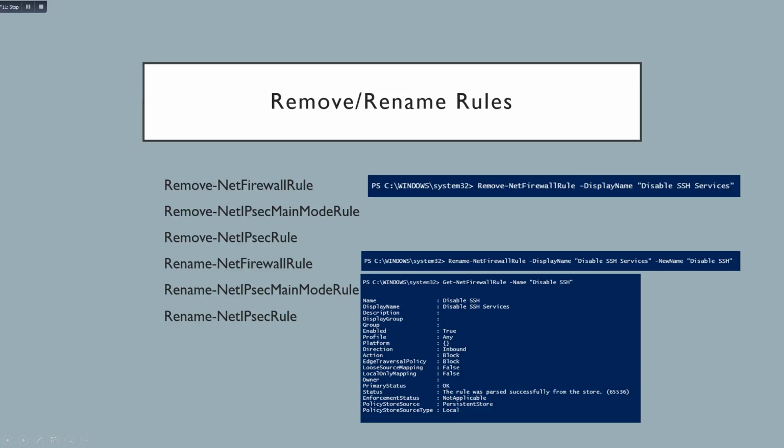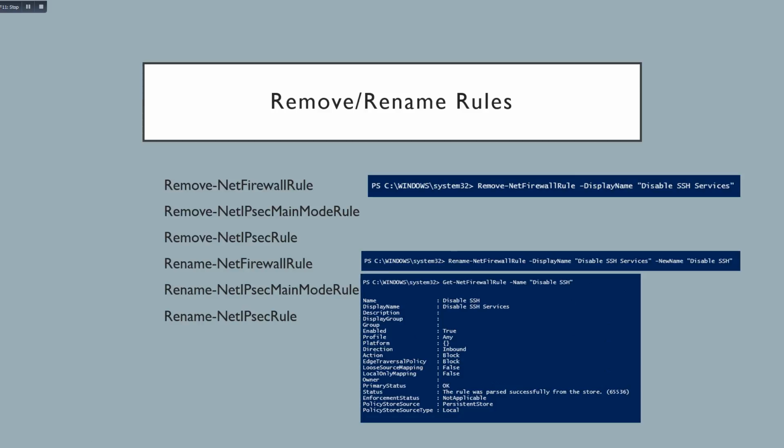And we can also go ahead and remove that firewall rule. We can remove it by name or display name. So we're going to Remove-NetFirewallRule. We did it by display name here of disable SSH services. You could also do it by name, disable SSH. And you could use the rename and remove for main mode rules and IPsec rules as well.